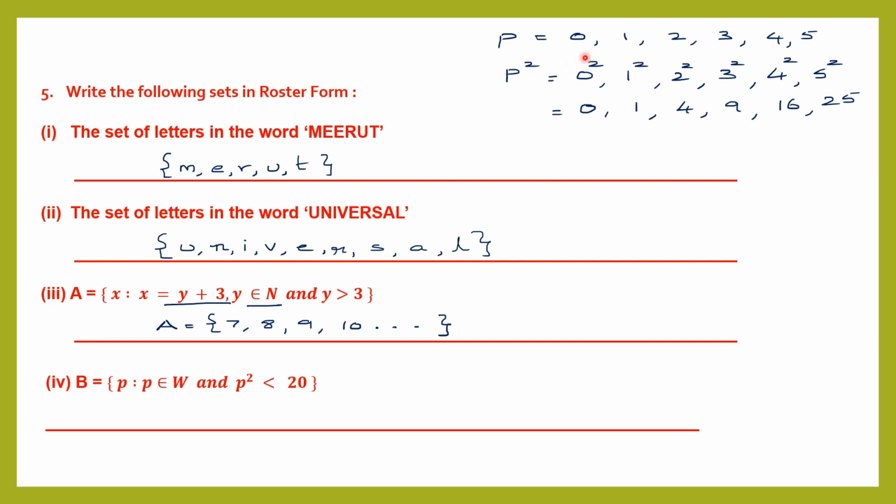So now we know what P is. P is 0, 1, 2, 3, 4 because P square is these numbers other than 25, because the squares are all less than 25. So let's write down these numbers. So set B is equal to 0, 1, 2, 3 and 4. We stop at 4 because 5 square will become 25. So we have to get a number less than 20. So these are the elements of set B, 0, 1, 2, 3 and 4.